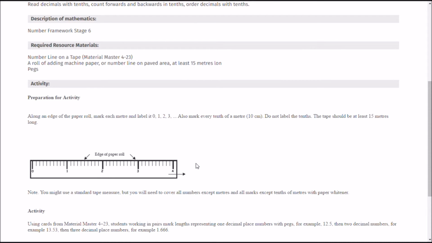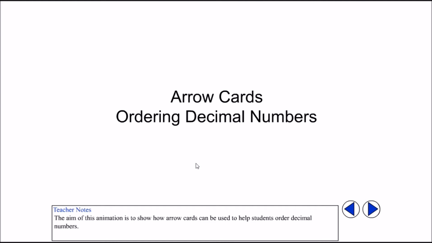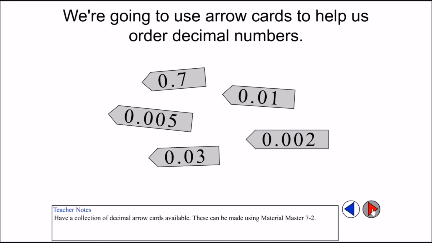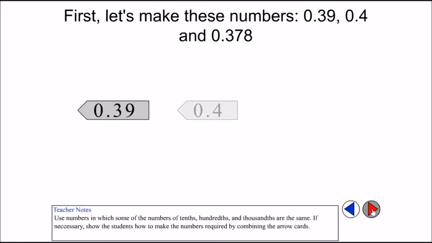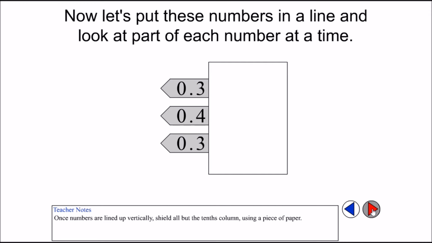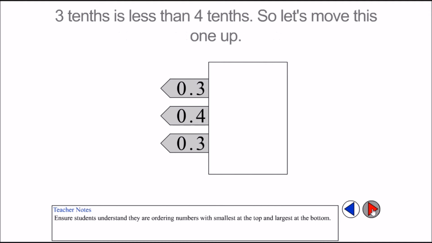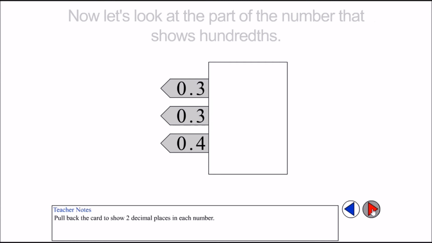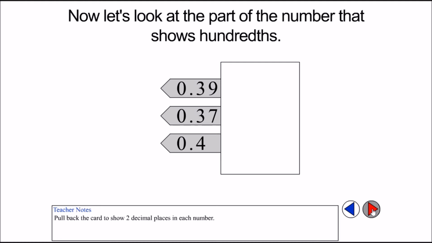There's also animations that you can use, for example this one on using arrow cards and ordering the decimal numbers. So first you make those decimal numbers using the arrow cards, which is what they were doing in the activity 2. And then it looks about putting them in order from smallest to largest, focusing on the tenths initially, and then moving down the decimal places. So that you can see, for example, that 0 and 37 hundredths is smaller than 39 hundredths.